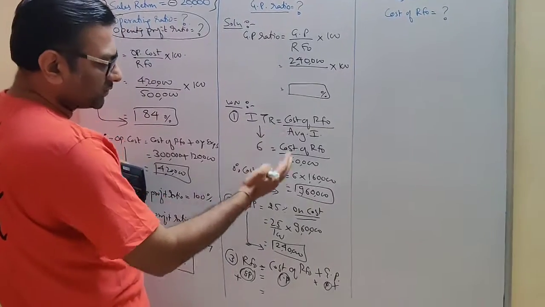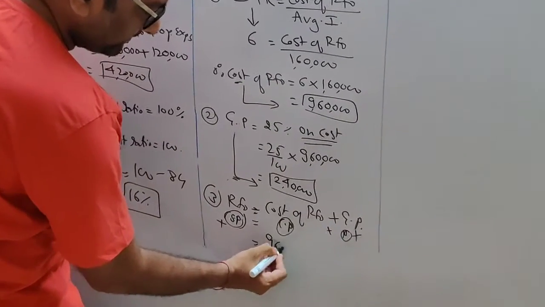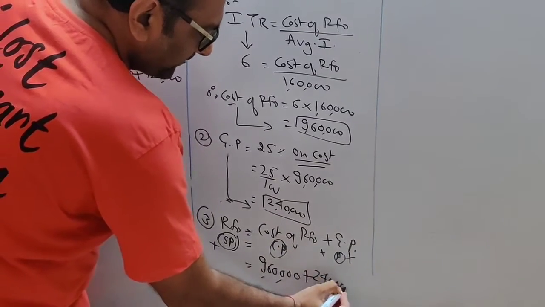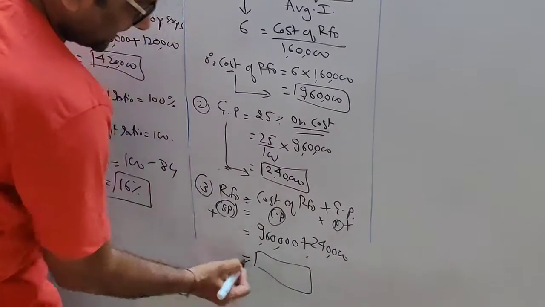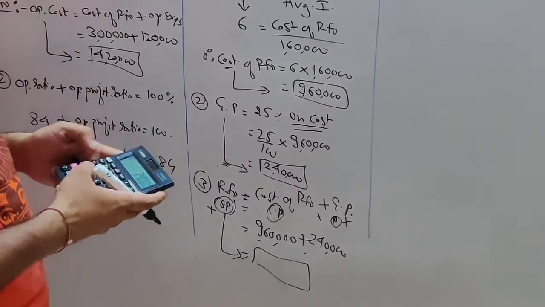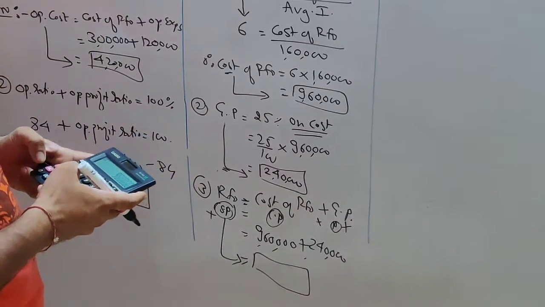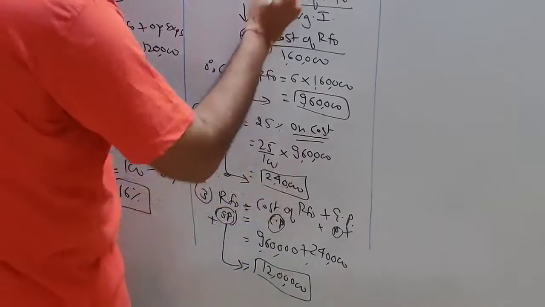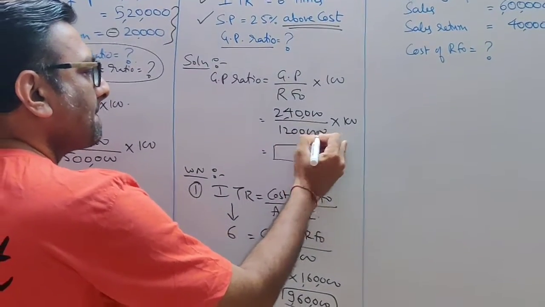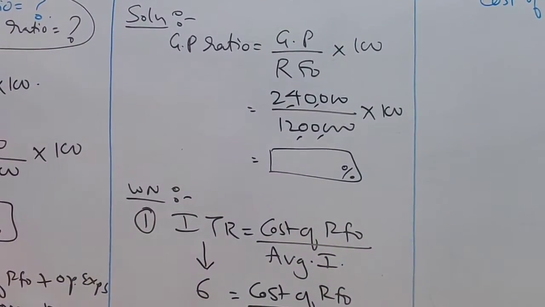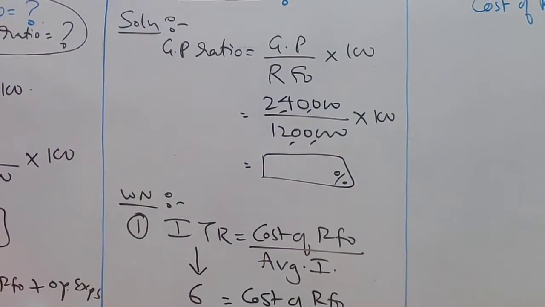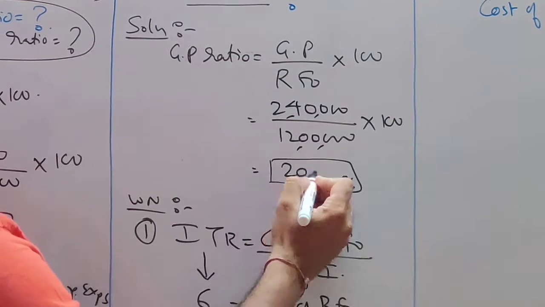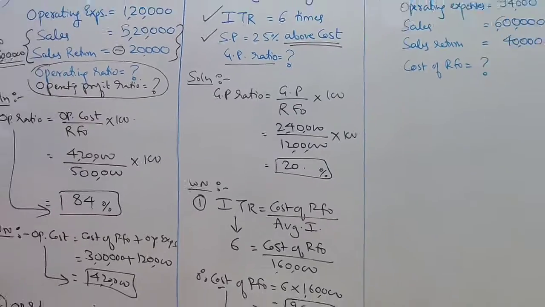What is cost of RFO, students? 9,60,000 plus gross profit 2,40,000. So what is your sales, selling price, students? 12 lakh. So 12 lakh. Now you will get the ratio. 2,40,000 divided by 12 lakh into 100. That is 20%.